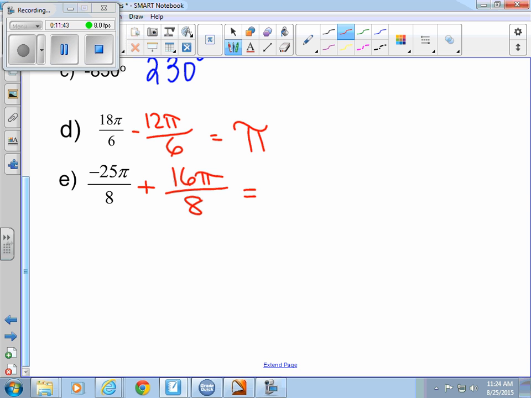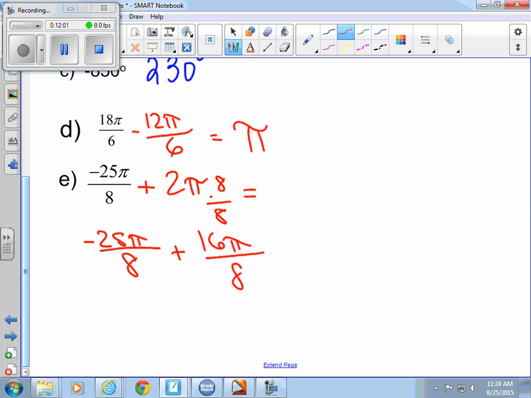So I'm really just adding, let me write. I want to add 2 pi, right? But I need a common denominator. So I get negative 25 pi over 8 plus 16. Just convert over to degrees? No, we don't want to do that. Do you think it's easier? Oh, okay, yeah. Because if you convert to degrees, you'll have to multiply by 180 over pi.